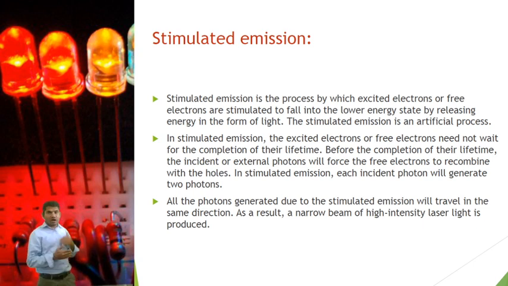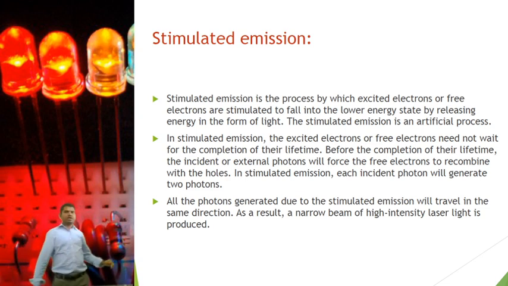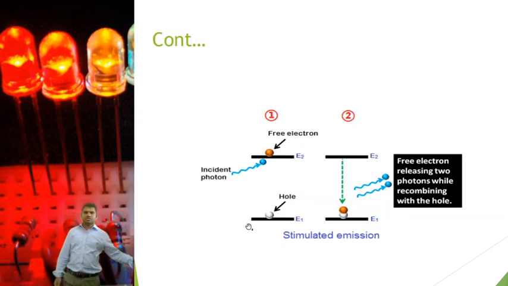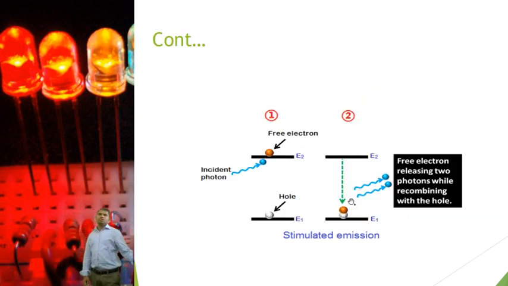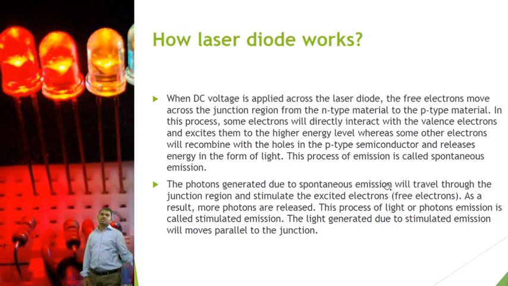All the photons generated due to the stimulated emission will travel in the same direction. As a result, a narrow beam of high intensity light is produced. More than 2 photons are generated and released, so a narrow beam output is generated.